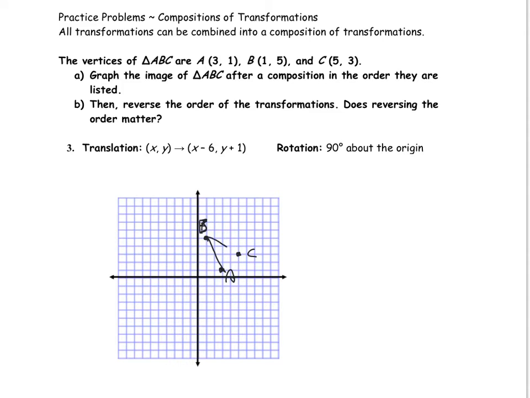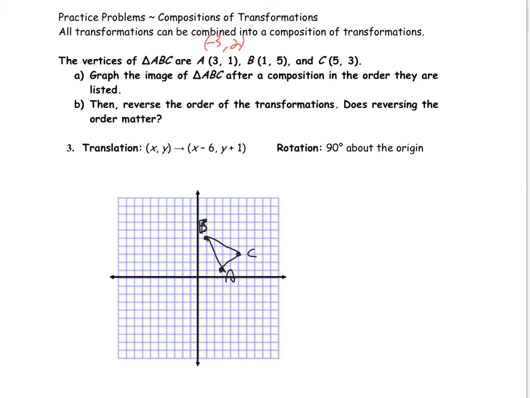And we draw in our triangle. And there's our original pre-image, triangle ABC. Now we're going to do the translation to the left 6 and plus 1. So you can just count on the graph, or again, if you come up here to these original points, you subtract 6 and add 1, right?